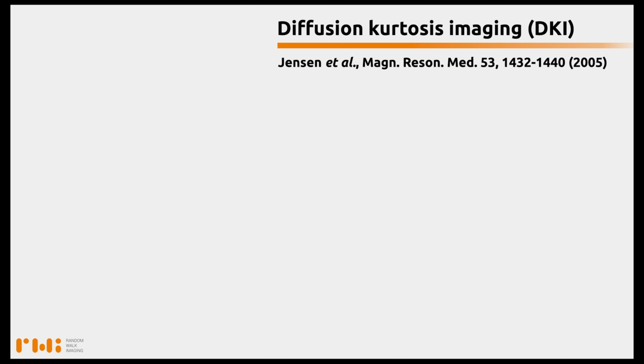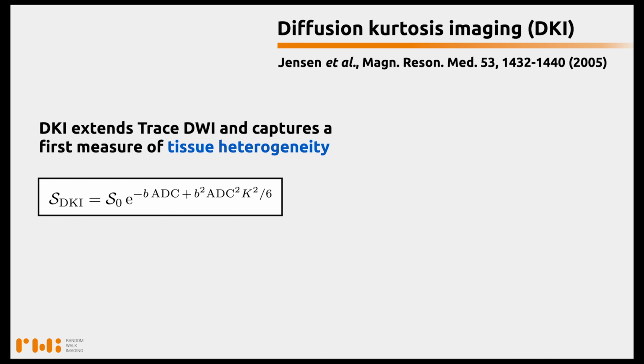Diffusion kurtosis imaging, or DKI, has been developed later than DTI in the hope of capturing for the first time some notion of complexity of the tissue, or heterogeneity of the tissue. DKI looks a lot like trace DWI but extends it. And it captures this first measure of tissue heterogeneity called the mean kurtosis.